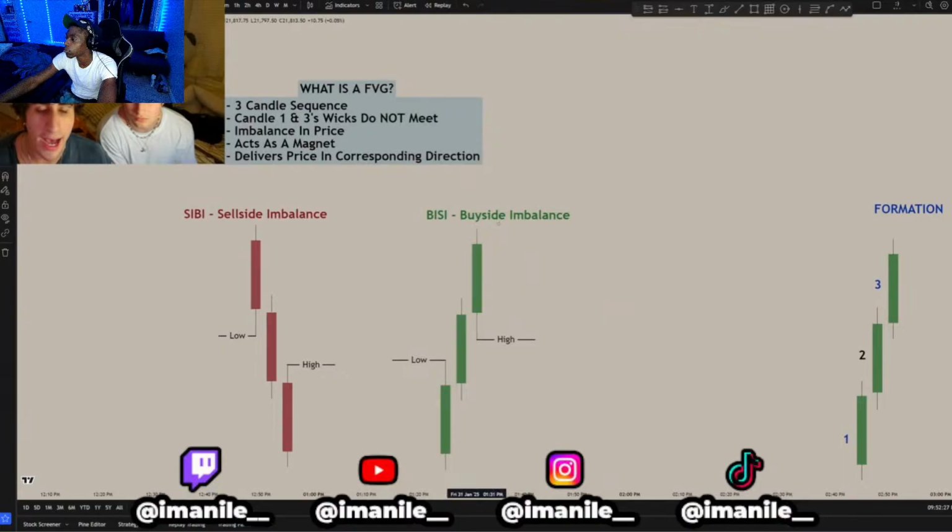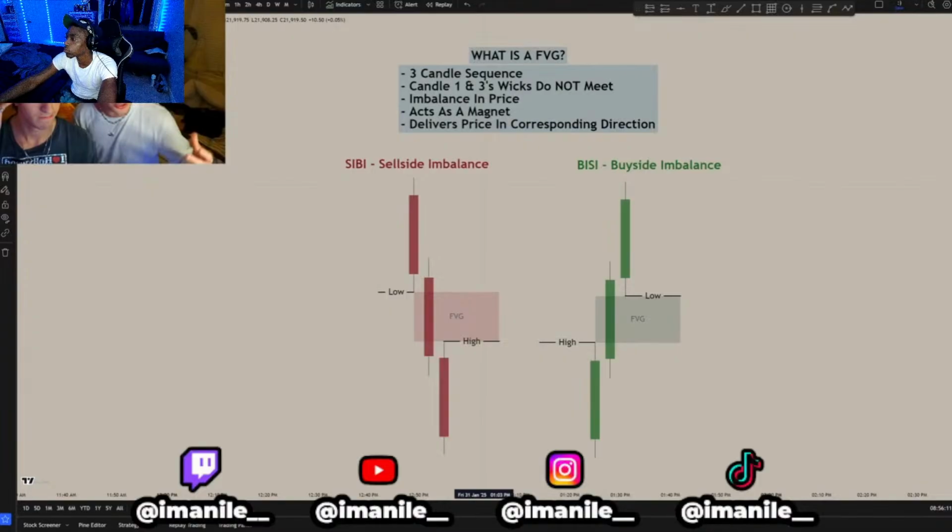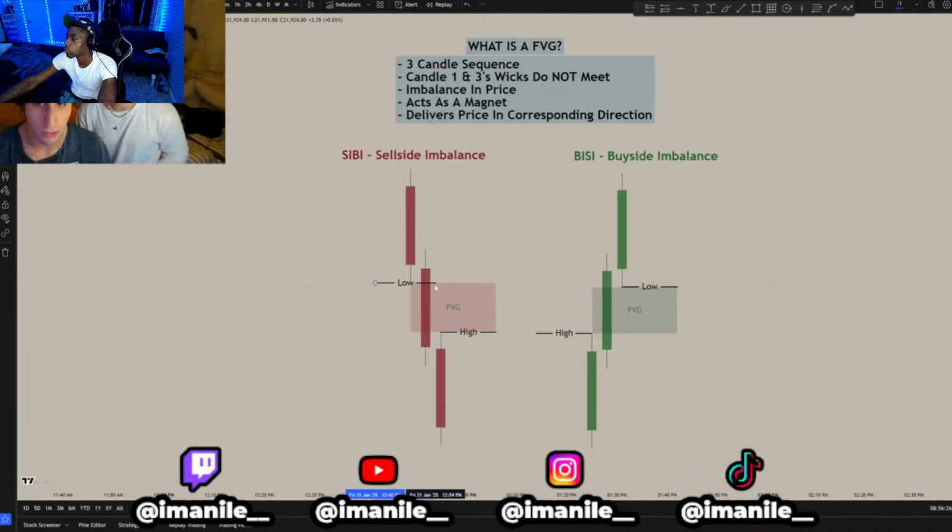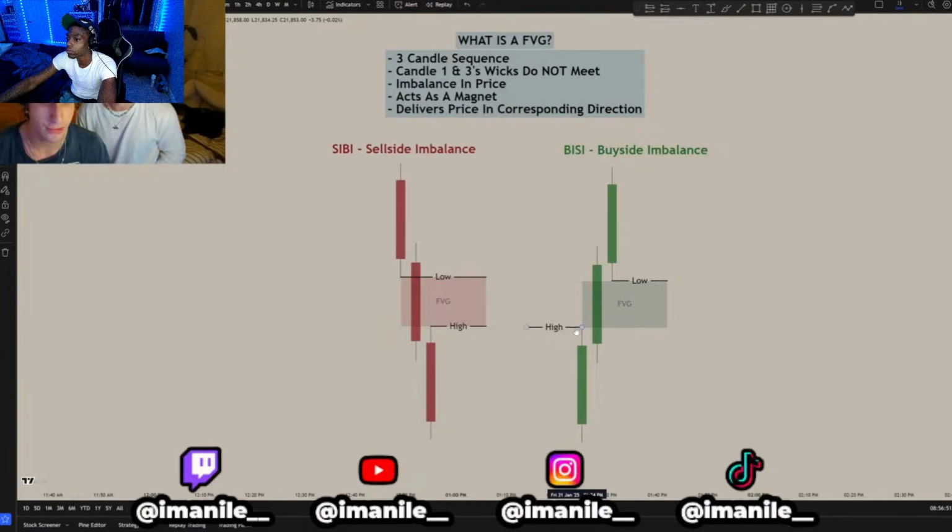So if you got super confused with what Blake was saying before with efficiencies and nothing really made sense in your head, all you need to know is that there's an imbalance in price that needs to be corrected, right? So as you can see here, if we drag out the low of this wick, you can see that it doesn't overlap with the high of this candle's wick, creating this imbalance. There is a gap between the low and the high, meaning that is a bearish fair value gap. And if we do the same thing over here, the high of this first candle's wick doesn't overlap with the low of this candle's wick right here, meaning that it is a fair value gap.